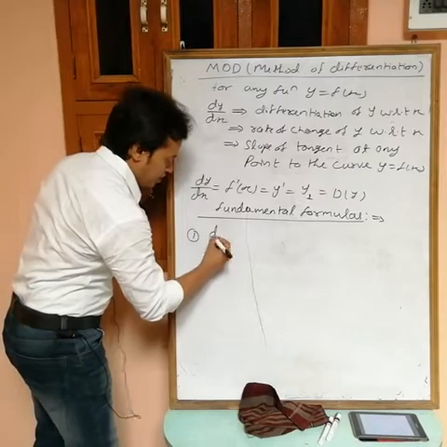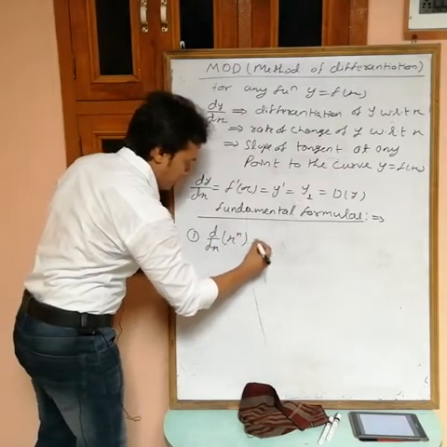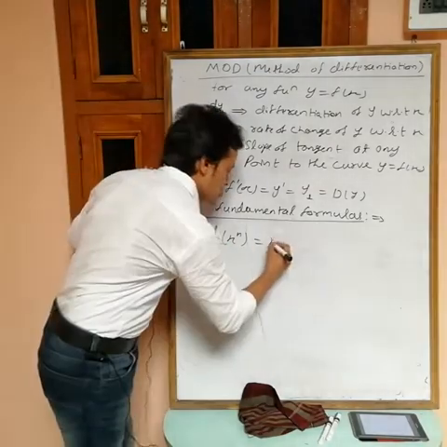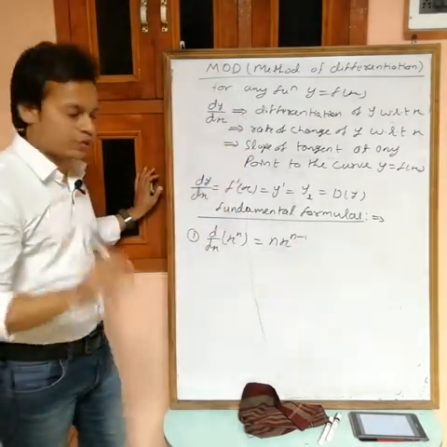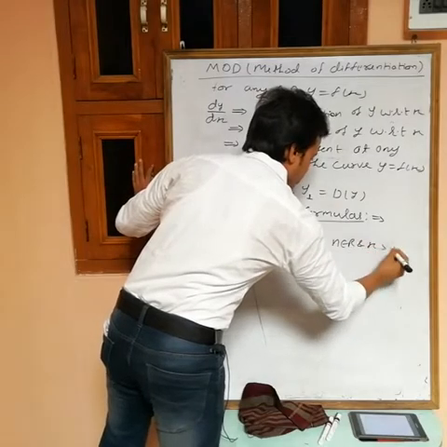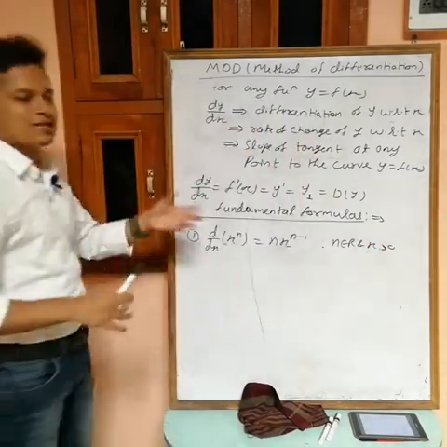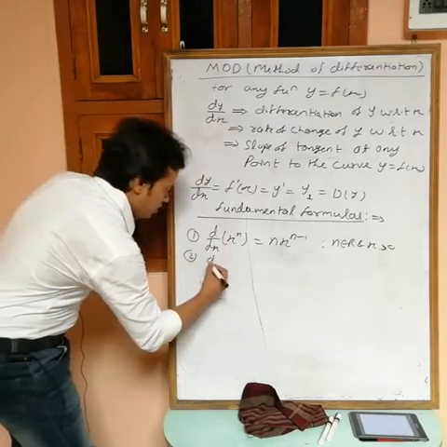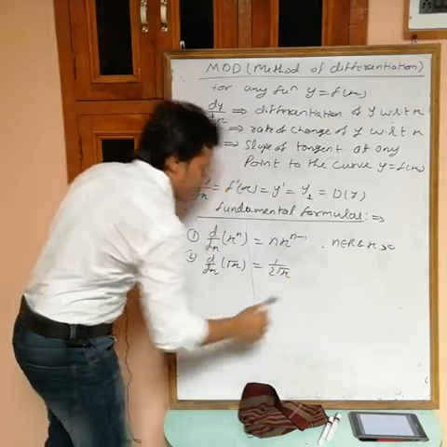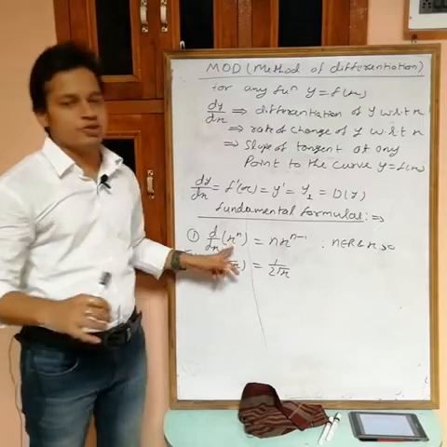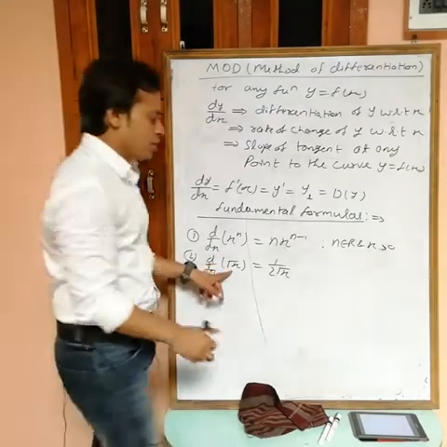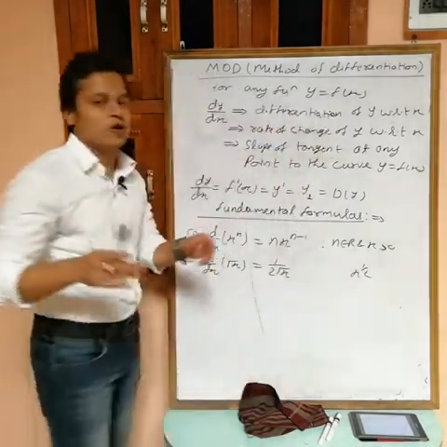First one, d by dx of x power n, the differentiation of x power n with respect to x, equals n x power n minus 1, where n belongs to R and x is greater than 0. Second one, d by dx of root x is 1 by 2 root x. I get this by using the formula for x power n. Root x can be written as x power 1 by 2, which is in x power n form.